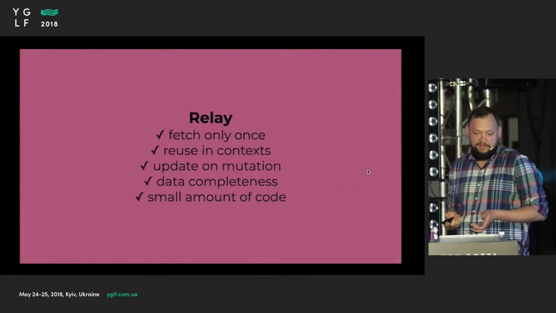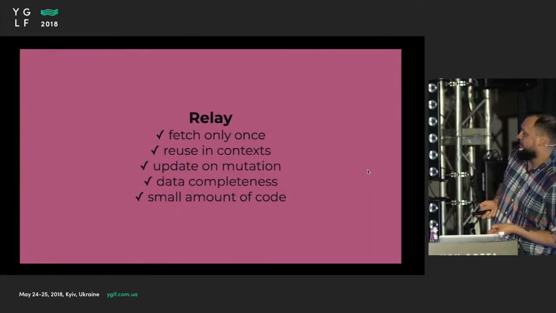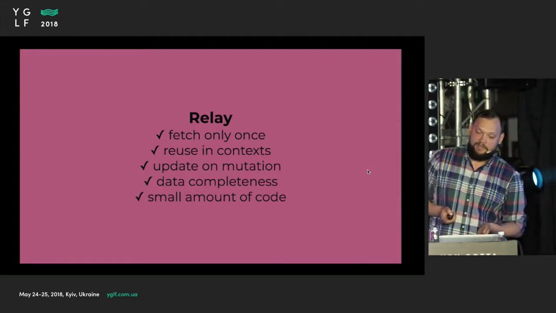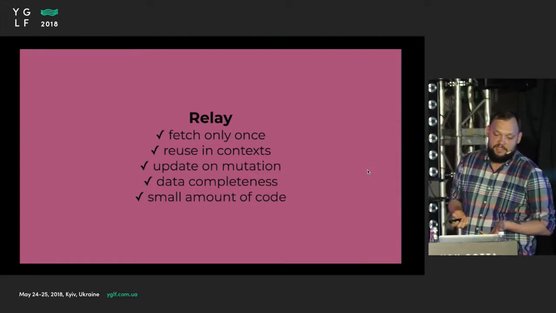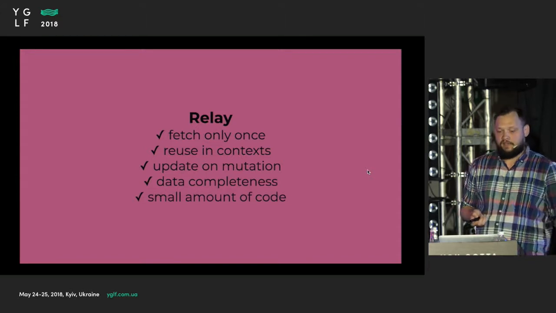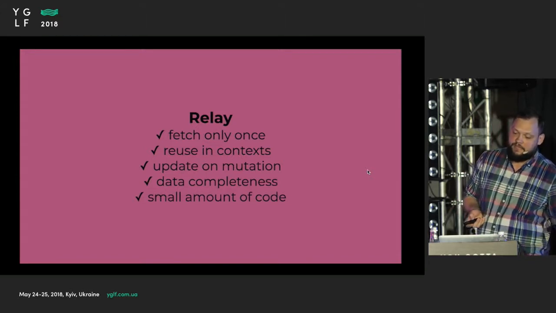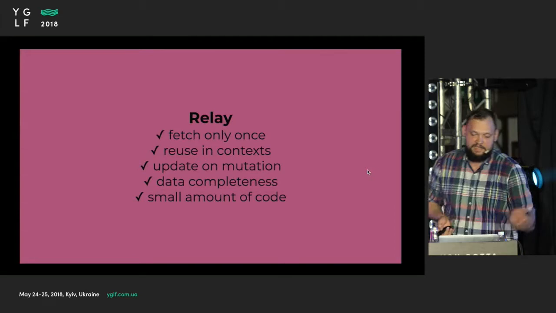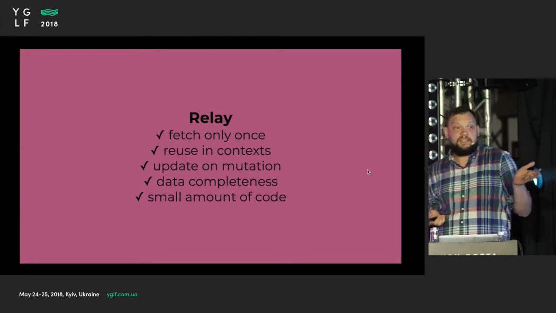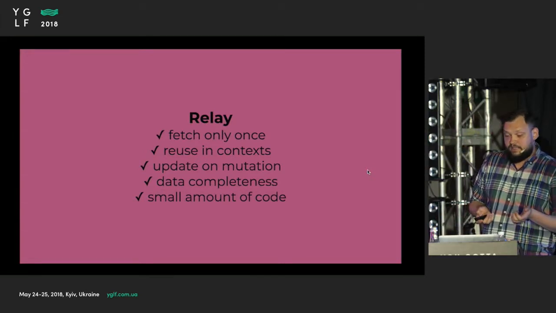So you can say Relay is kind of perfect. I mean, it's not. Because we only fetch once, because in Relay it stores everything. You can reuse in context, and updates imitation same way as Apollo. It does data completion the same way as Apollo, and probably it has a small amount of code. But what if we take it further?